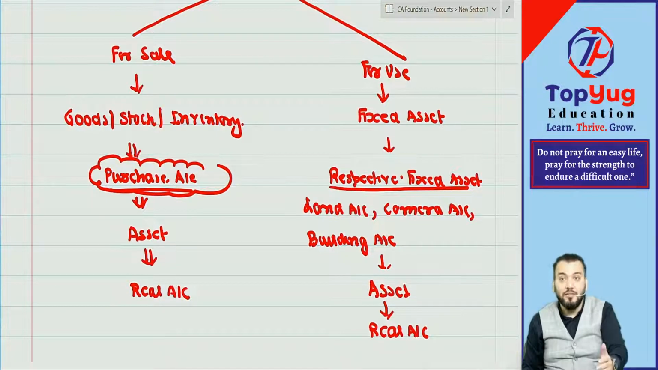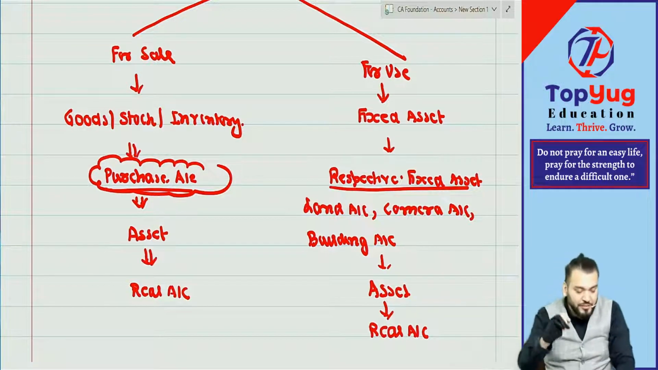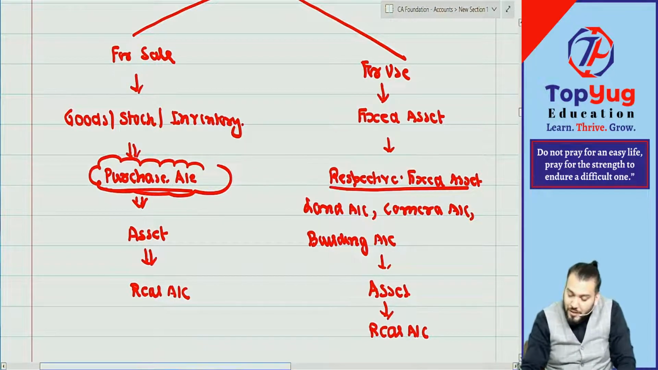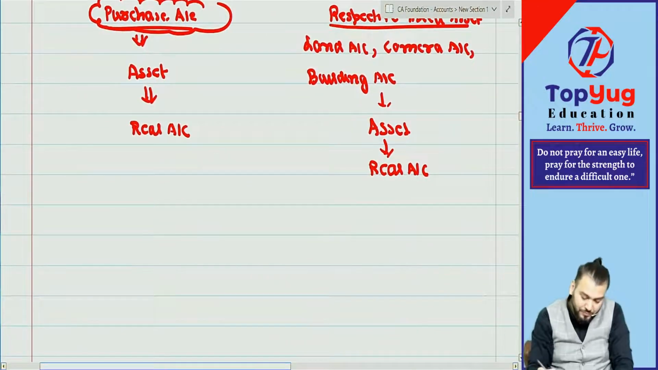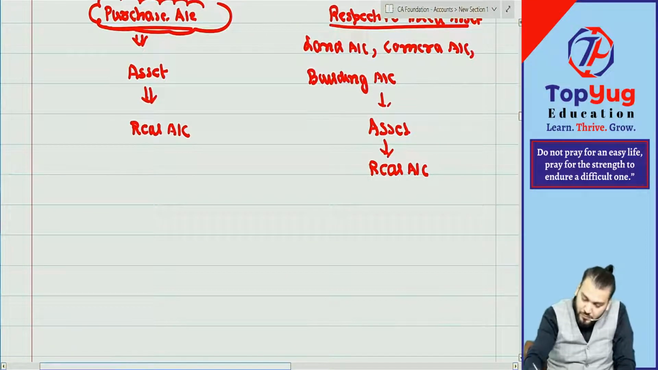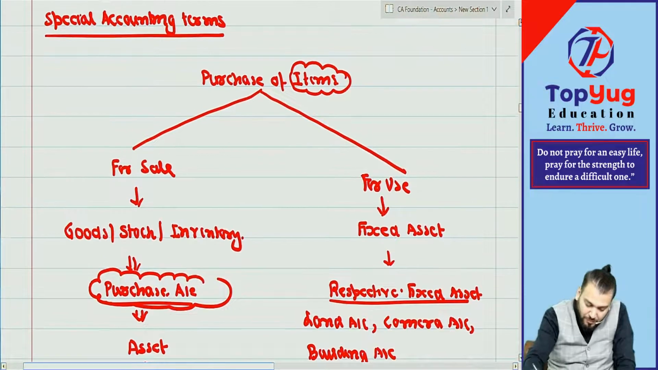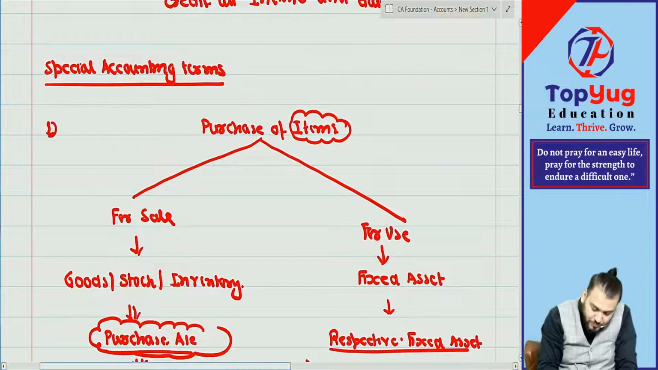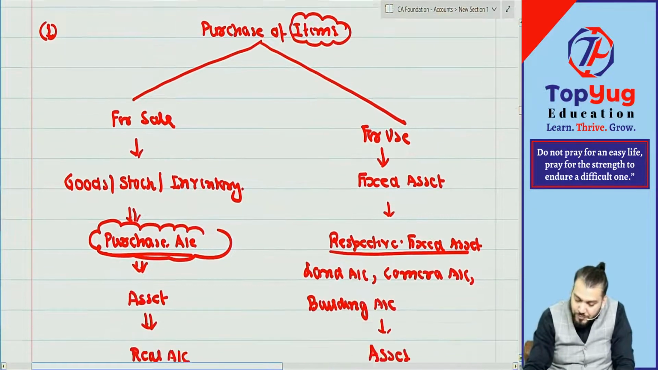So before starting recording, we should know the terms, na? So that I am just giving you. Got it? So purchase, you have understood. Now let us come to sale. Let us come to this was first, na, point number one, right? Come to point number two.